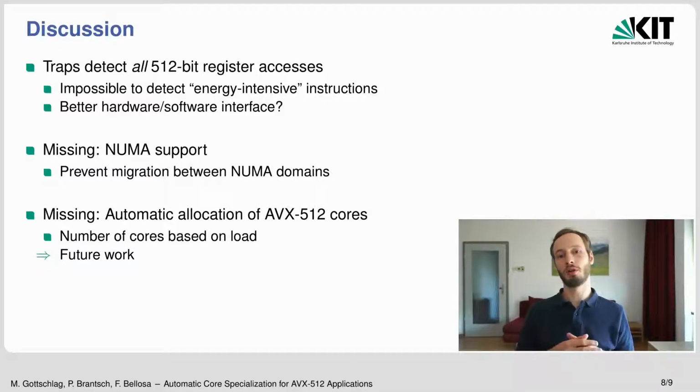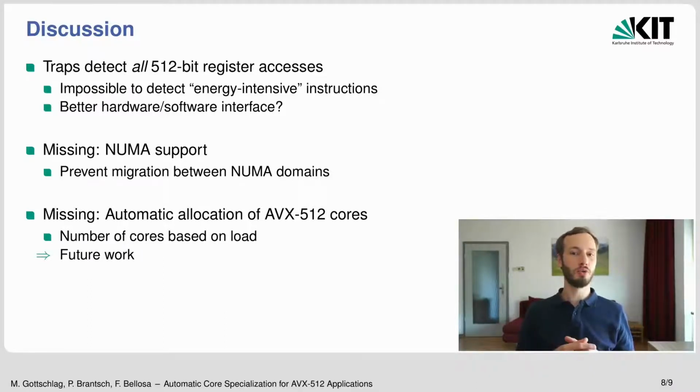First of all, the way we generate exceptions for AVX 512 instructions is just to disable all access to 512-bit registers. However, not all 512-bit operations are equally energy intensive, and only multiplications and floating point instructions are particularly problematic for performance. So ideally, we would like to single out those instructions.